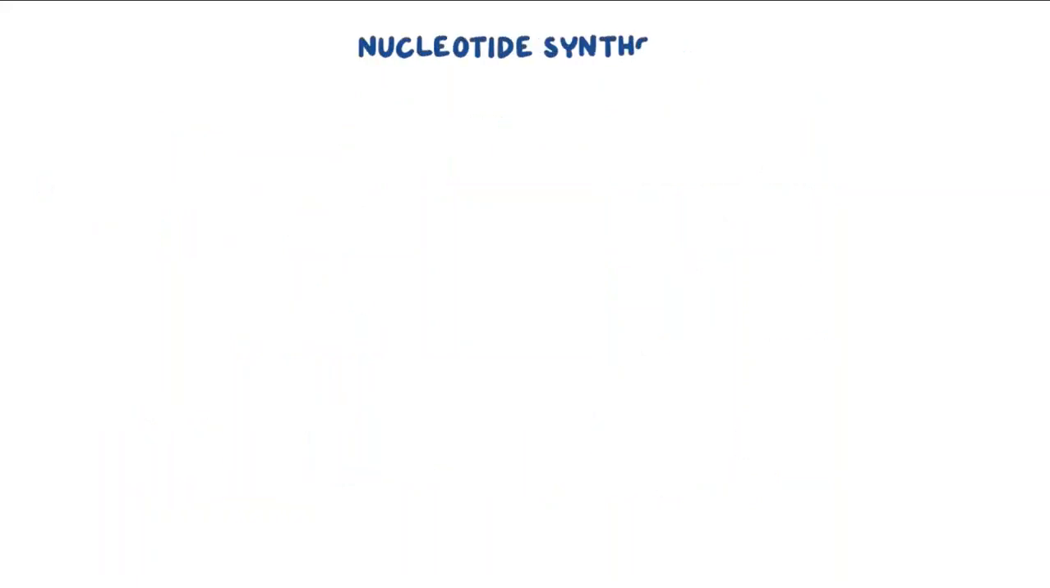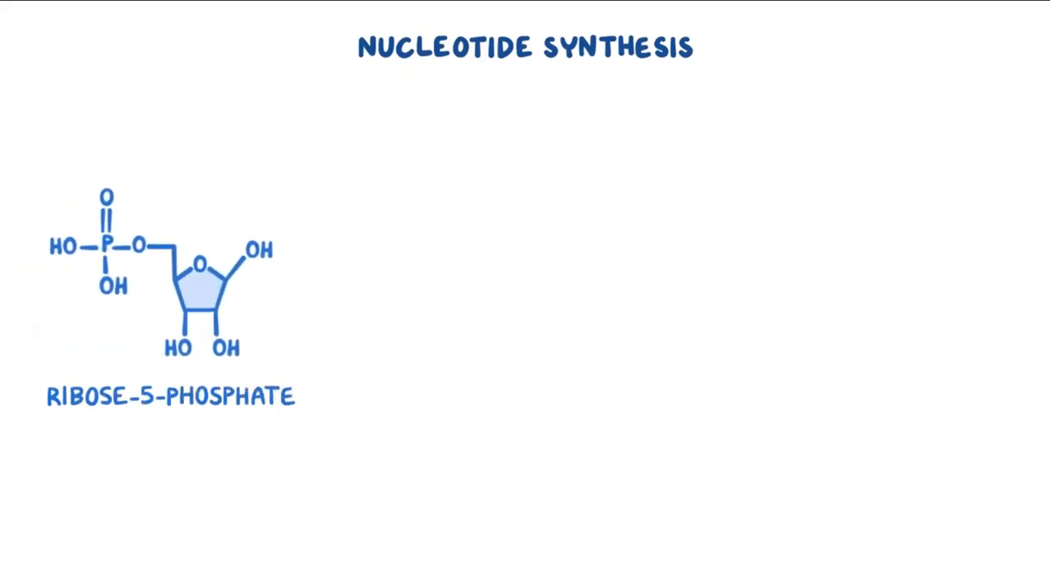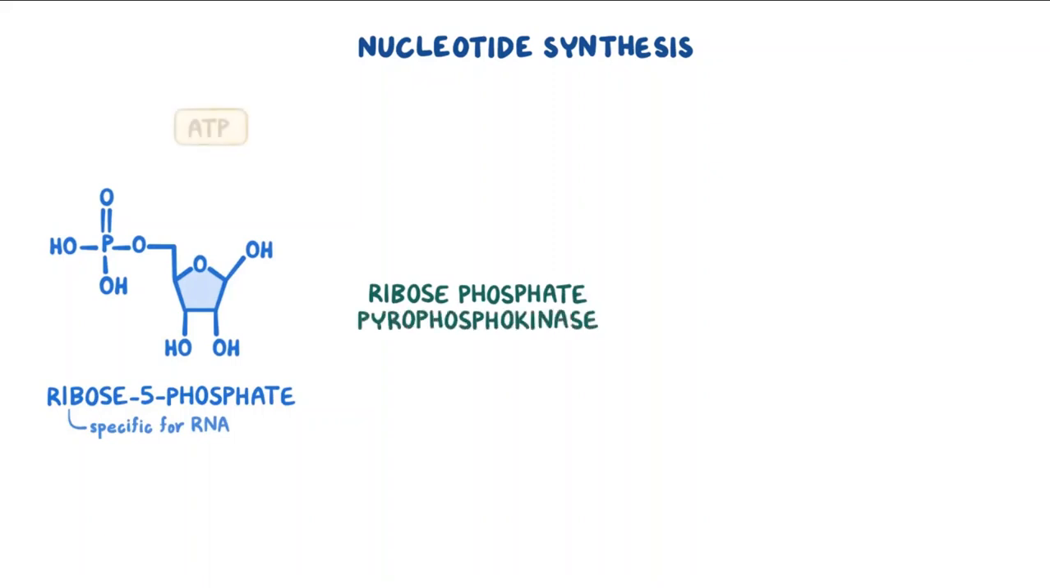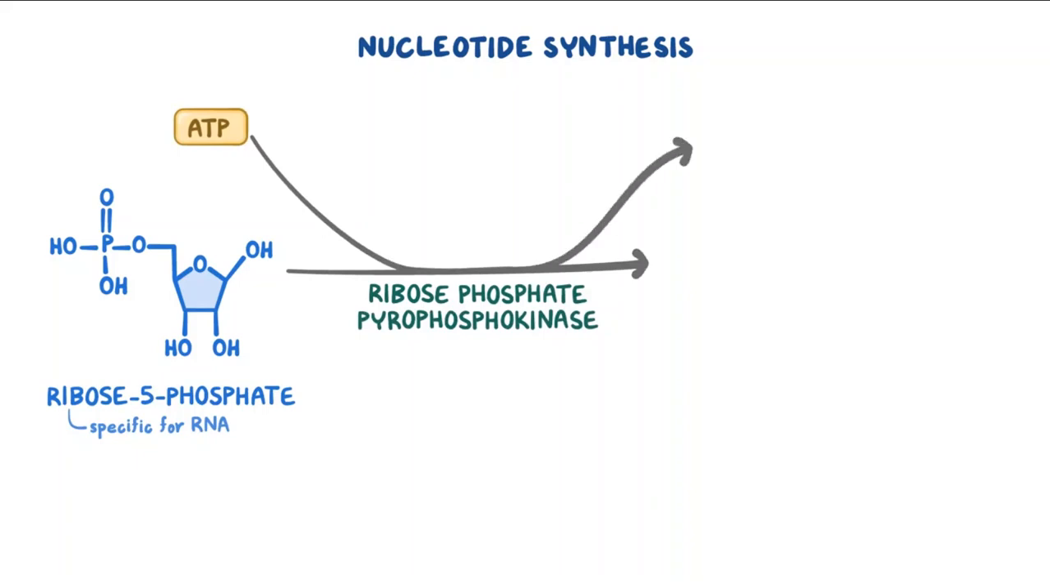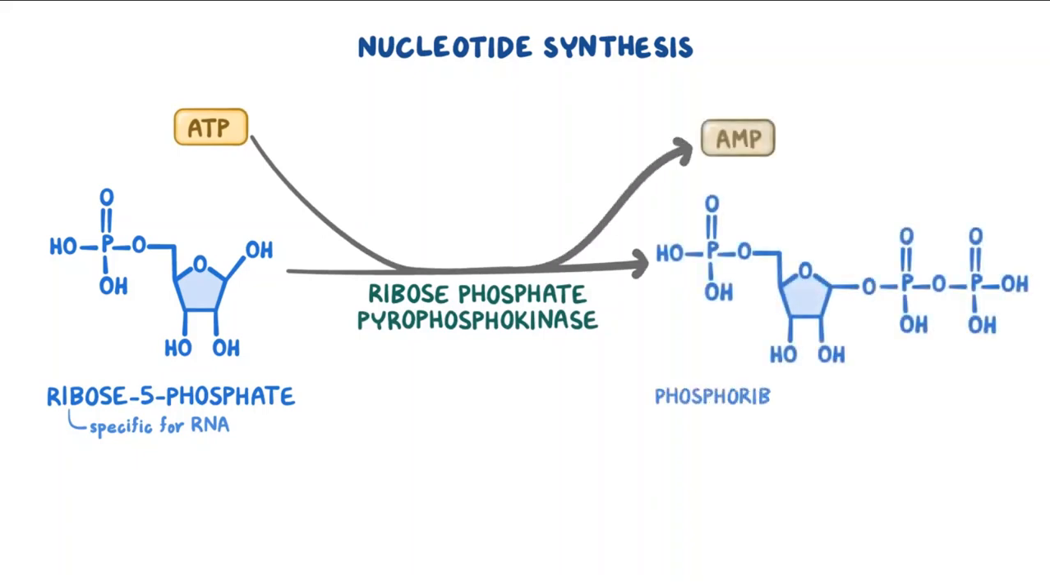Now, nucleotide synthesis starts with ribose 5-phosphate, which is specific for RNA, and an enzyme called ribose phosphate pyrophosphokinase uses an ATP to remove 2 phosphate groups from it, attaching them to ribose 5-phosphate, creating a phosphoribosyl pyrophosphate, or PRPP. Because it catalyzes the synthesis of PRPP, the enzyme ribose phosphate pyrophosphokinase is also known as PRPP synthetase.